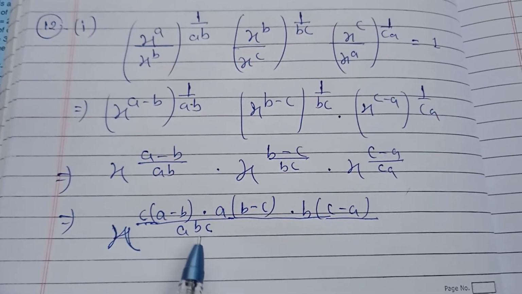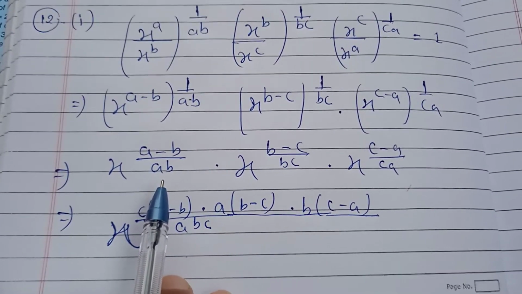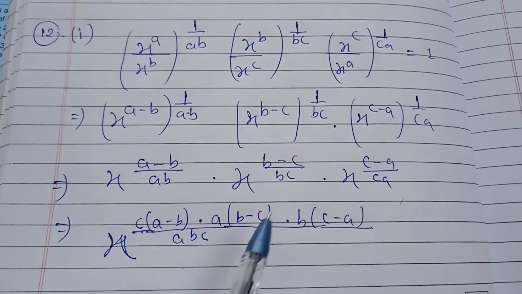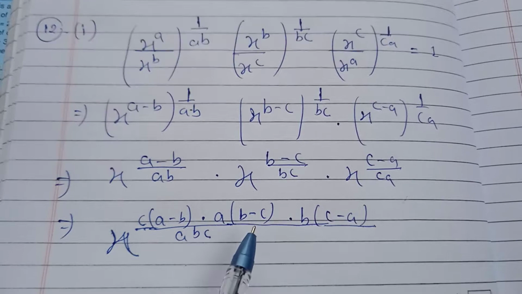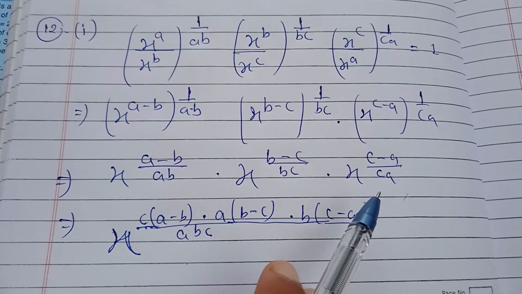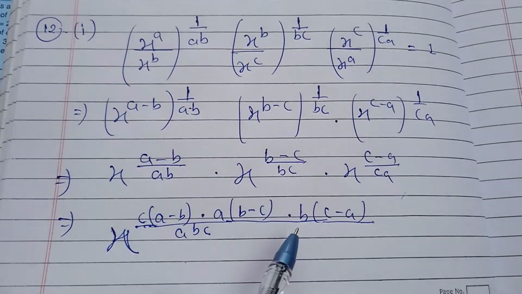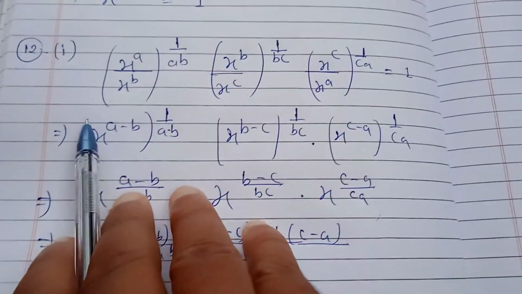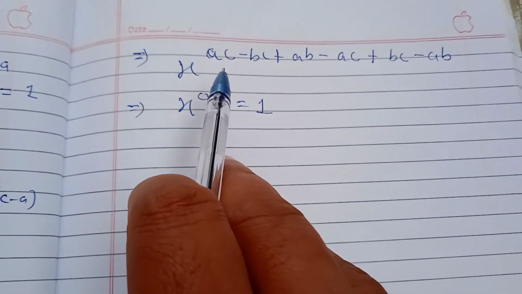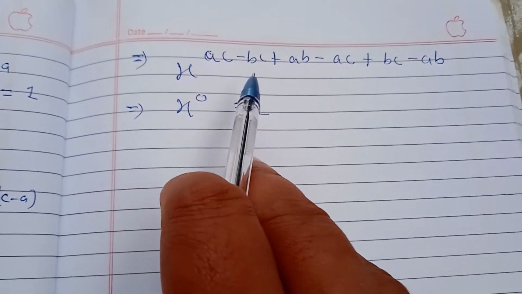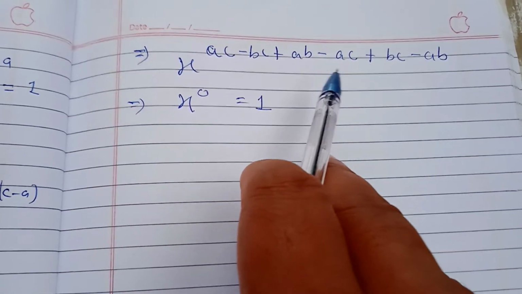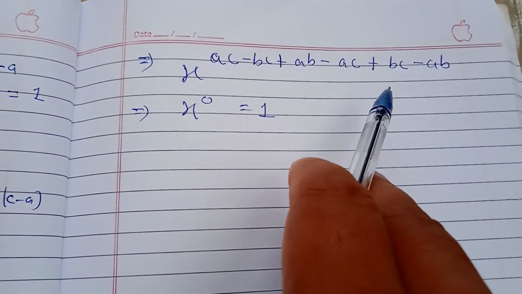So when this abc is divided by ab here, what will remain? c will remain. So c into a minus b. Same as for the second term, a into b minus c. And for the third one, abc when we divide by ca, what will remain? b will remain. So b into c minus a. So here, x to the power ac minus bc plus ab minus ac plus bc minus ab here.